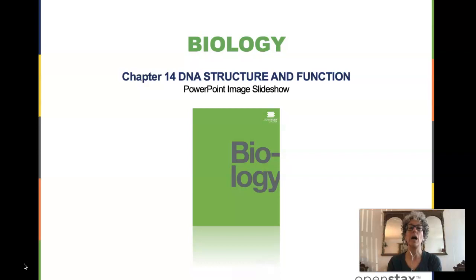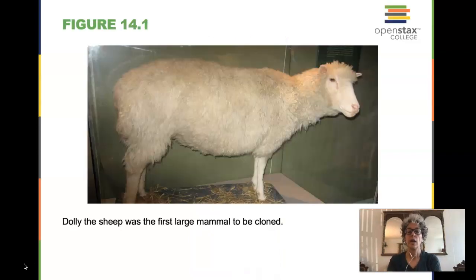How do we make copies of DNA? A little preview here of things to come. There's Dolly the sheep, the first large mammal to be cloned. That technique we will go into greater detail in a later chapter, but essentially a mammary gland cell, which is a non-sex cell, it's called a somatic cell, was taken from one sheep. The nucleus was removed from that cell.